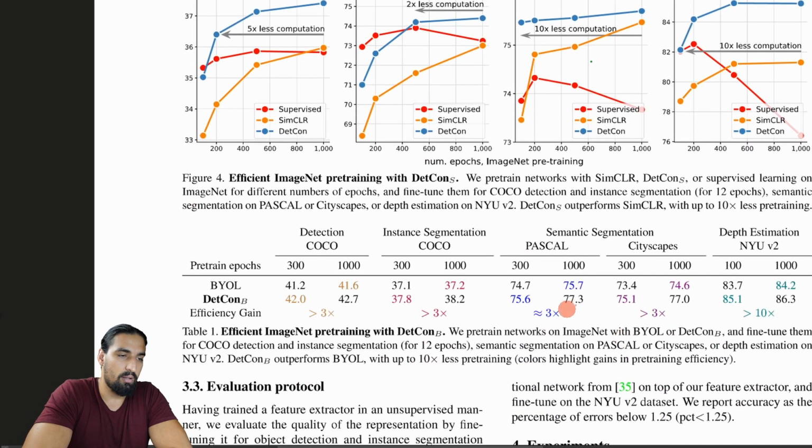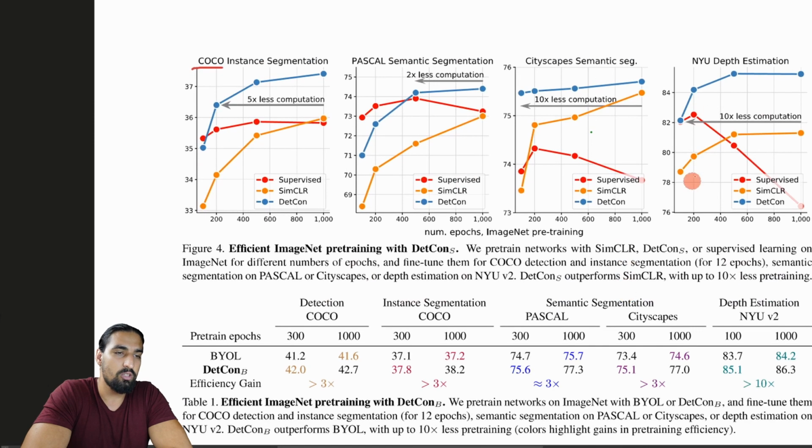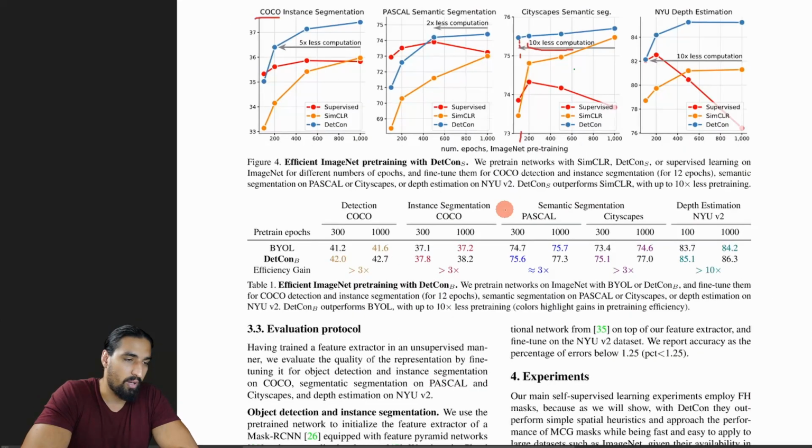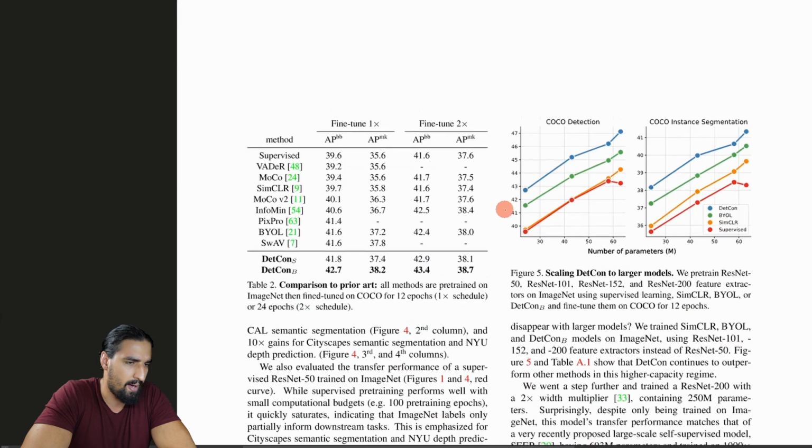Okay, I'll skip this table. It just has a numeric representation of the thing we just saw here. So basically the main point they're trying to drive is that with 10x less computation, they can achieve performance that's much better than all of the other baselines. Here you can see that with only approximately 100 epochs, it's already better than SimCLR, which is way better than supervised learning on this Cityscapes semantic segmentation task. So that's the whole point. Okay, going forward, let's see what else is there.